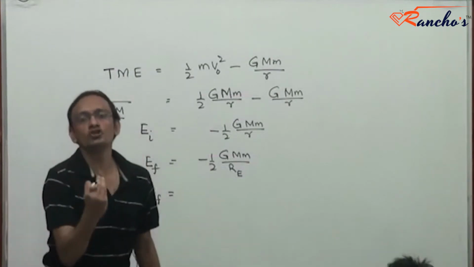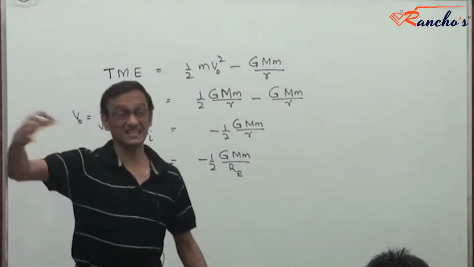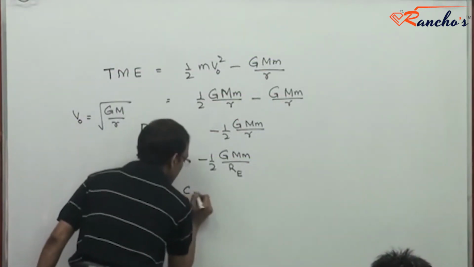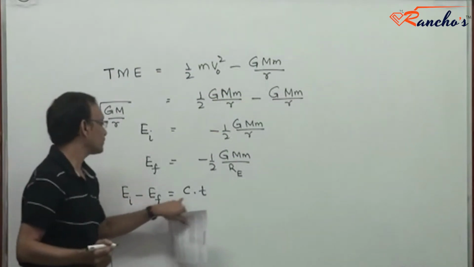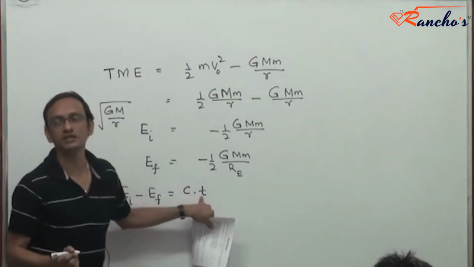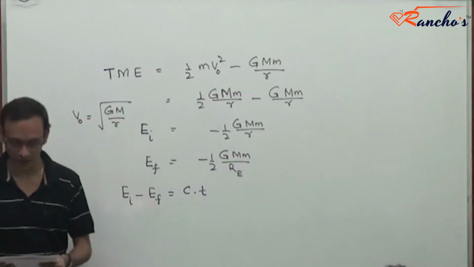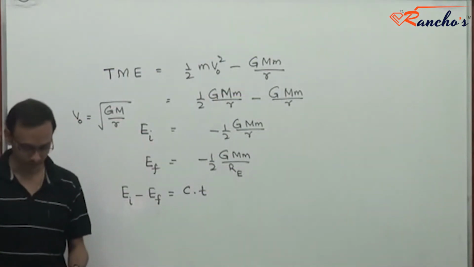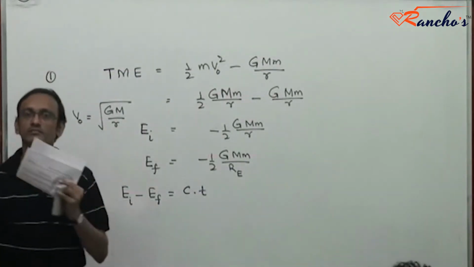And it's lost at the rate of c joules per second. So if it takes t seconds, then c into t is the total energy lost. From this you can compute the value of t, Ei minus Ef by c. That's going to give you the value of t, the time it takes to fall onto the Earth. So that was problem 1, just to be on record.